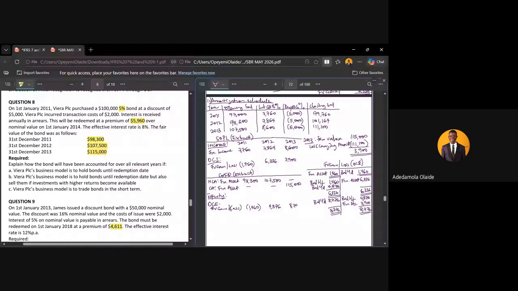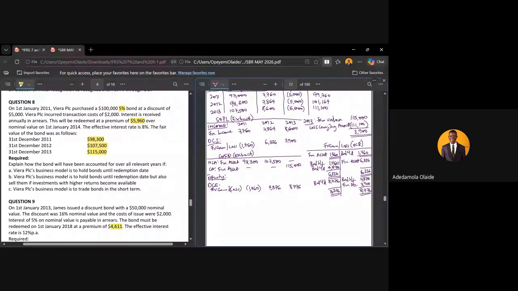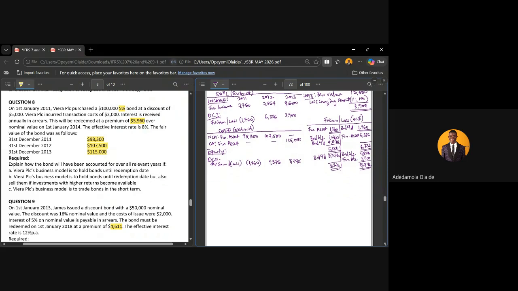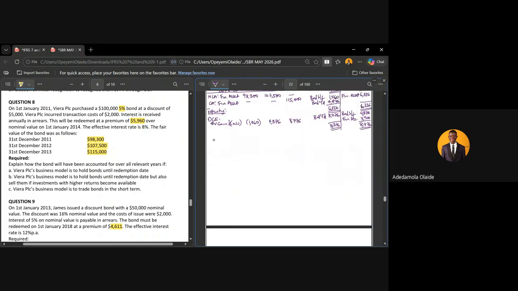8,776. So that is that on if the bond is to be held until redemption, but also can be sold if there is investment with higher returns. The last one is if the business model is to trade the bonds in the short term.